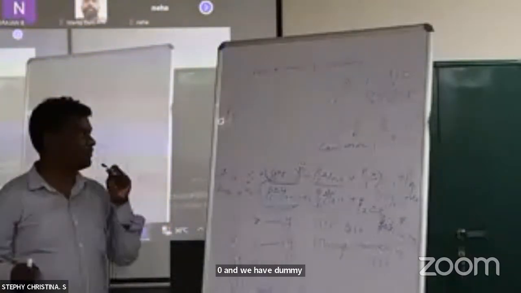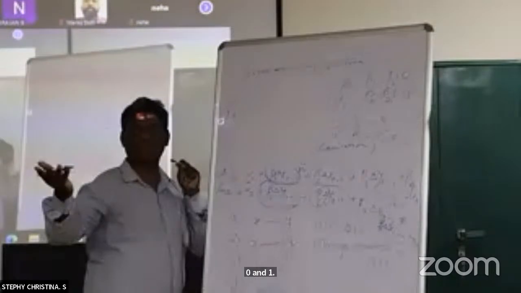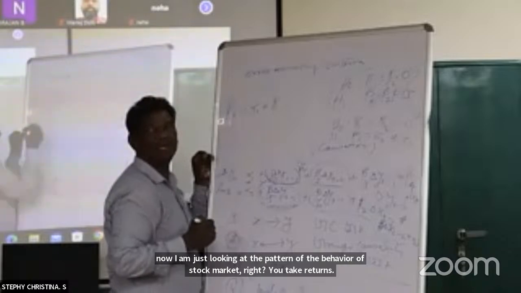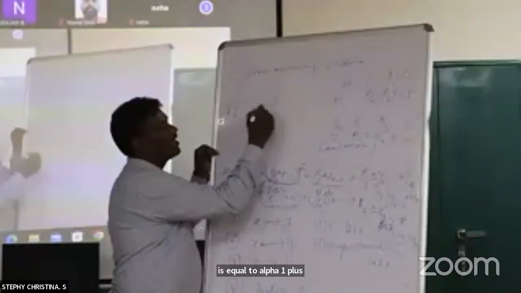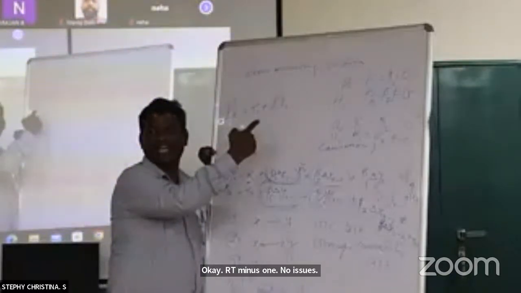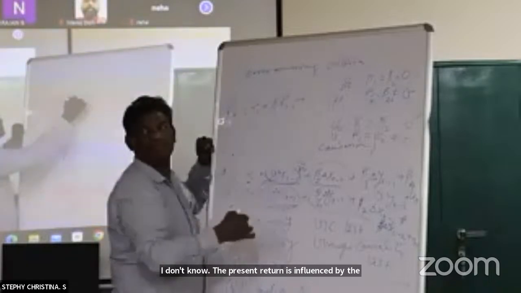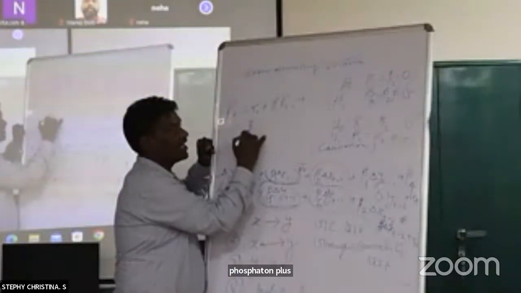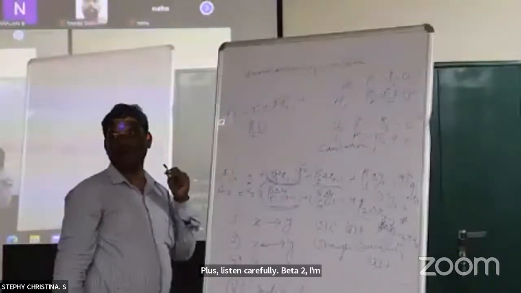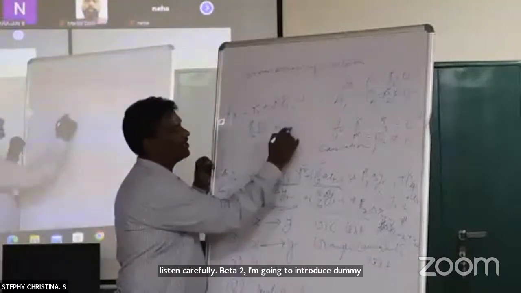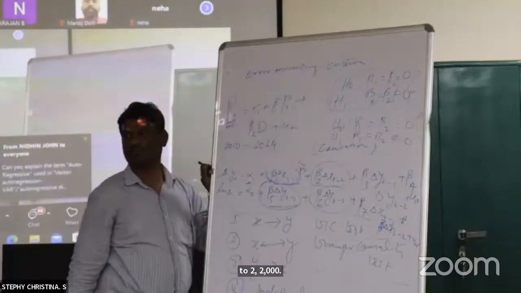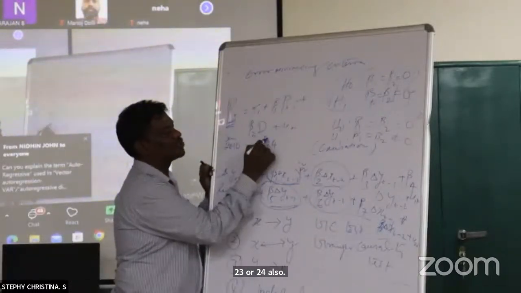So now I am looking at the pattern of the behavior of the stock market. You take returns equal to alpha 1 plus beta 1 R(t-1). No issues, correct? The present return is influenced by the past return. Plus, listen carefully, beta 2, I am going to introduce a dummy, plus u(t). So what is this dummy for? This is January to November, latest.